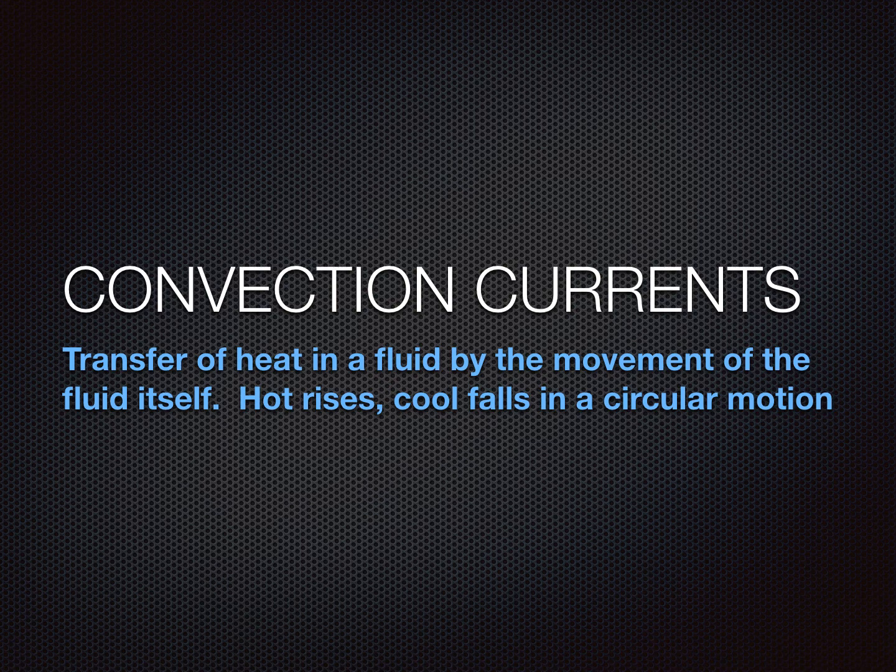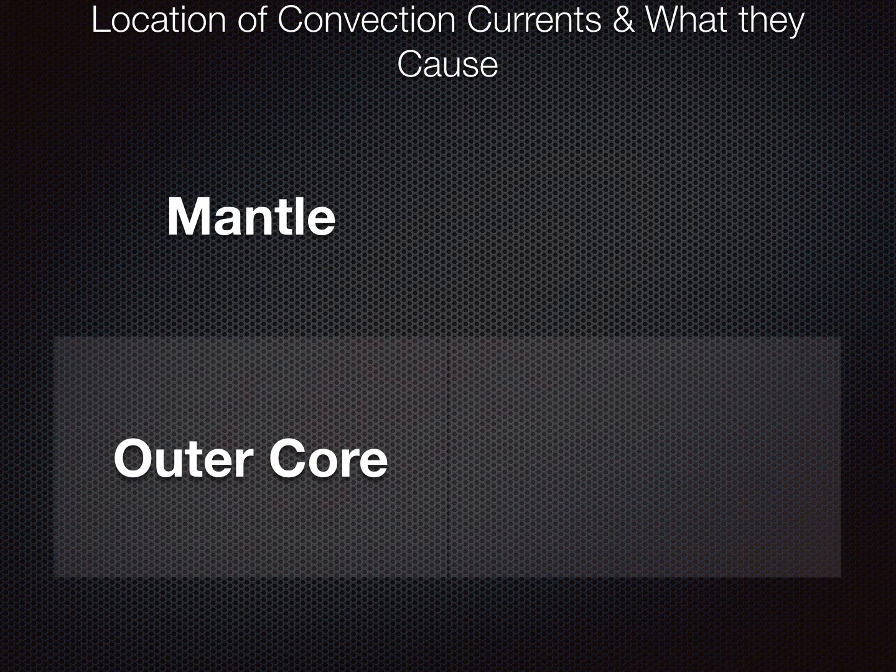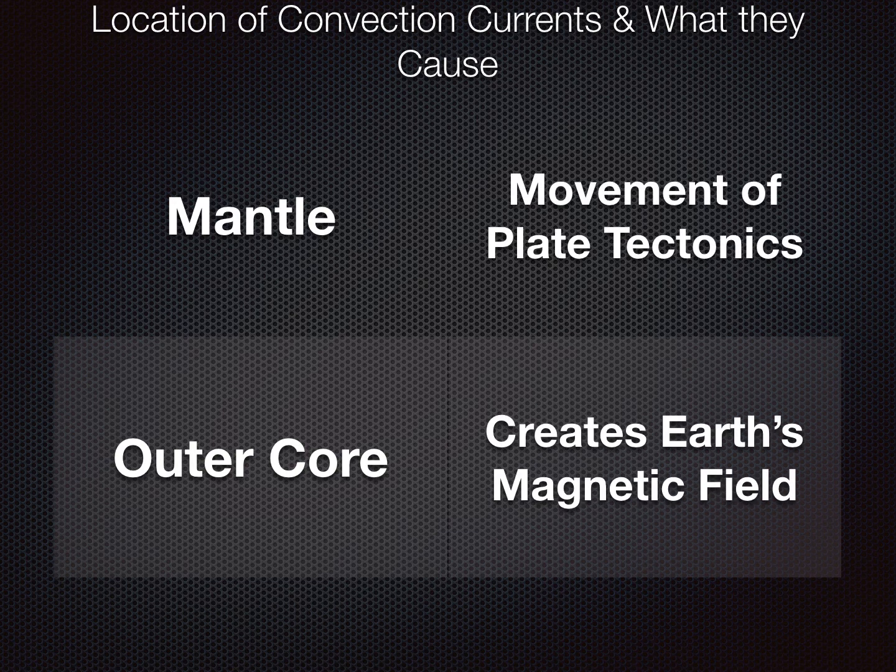Now, if you think about it, there are only 2 layers that were liquid when we talked about what they're made of. So we're going to talk about the location of convection currents and what they cause. Remember, these are the 2 layers of the Earth that are made up of liquid. So the mantle has convection currents and the outer core also has convection currents. What they cause is different in each. In the mantle, it causes the plate tectonics to move, and we'll get more into that. So we do layers of Earth, then we move into plate tectonics.